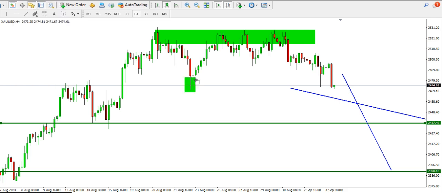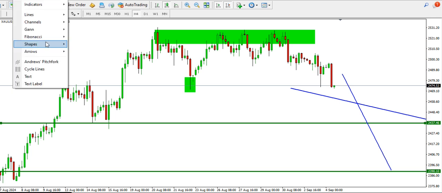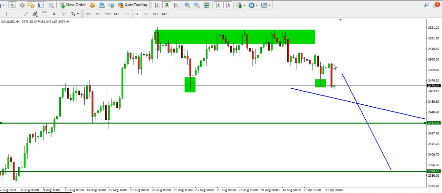We can see a pullback. We can see another test of the same very neckline at this particular point, and we have a pullback, but now we have a solid candlestick closing at that level. So what we might expect is price to pull back and possibly drop.